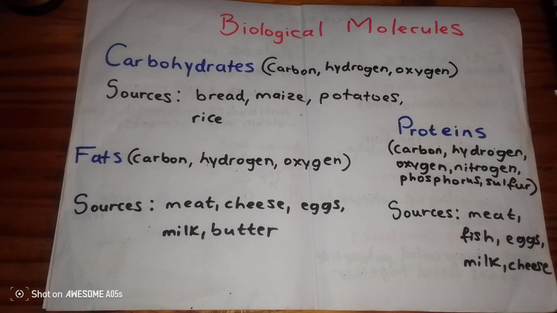Alright, so just as promised, here we have biological molecules. And this is another topic in biology that is a grade 10, 11 ordinary level. We're looking at carbohydrates, fats, and of course proteins. So these are the biological molecules we'll be looking at, which are very essential nutrients in the human body as well as in other living organisms, that is, of course, plants and animals.